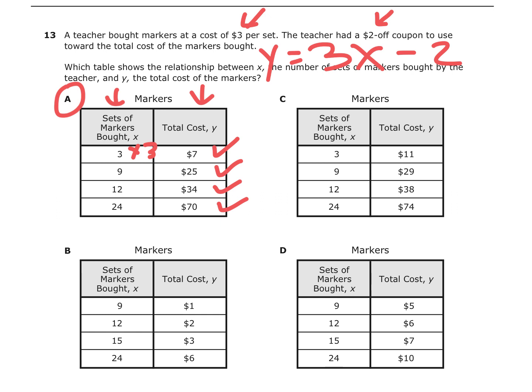Here they're doing 3x plus 2. That is not correct. In answer D, I'm not sure what they're doing. They're dividing by 3, 9 divided by 3, and then add 2. In answer B, that doesn't make any sense either. So the correct answer is A. You can check by plugging into the equation, or you can just multiply each x times 3 and subtract 2, and that gives you the total cost for this one.